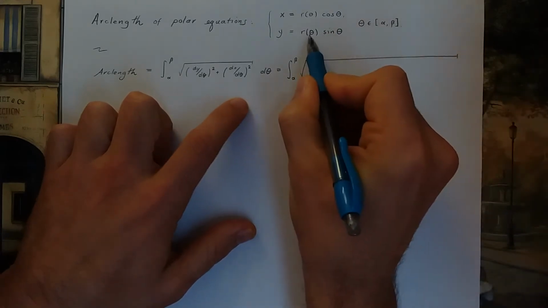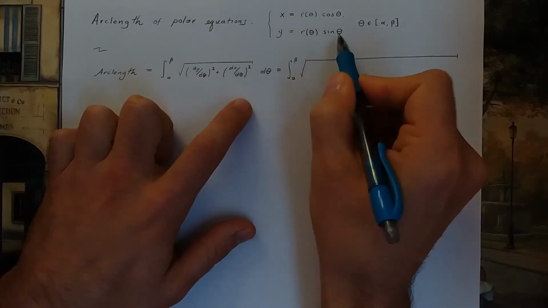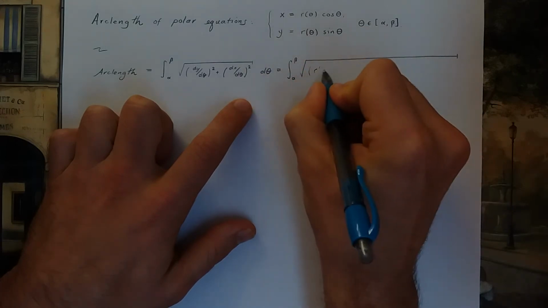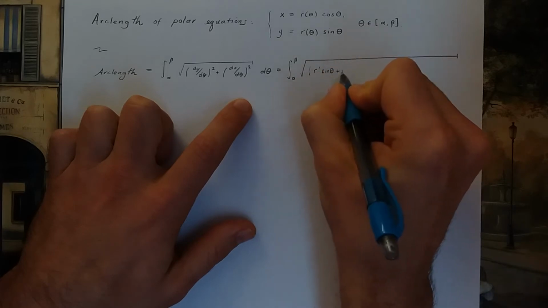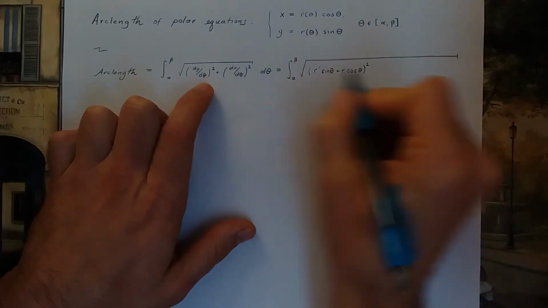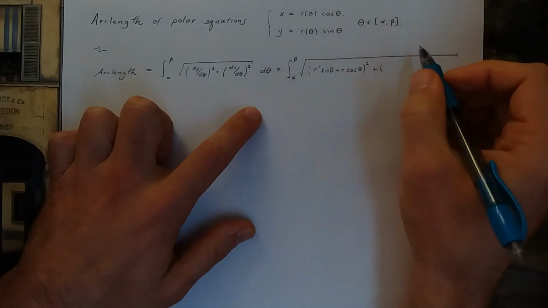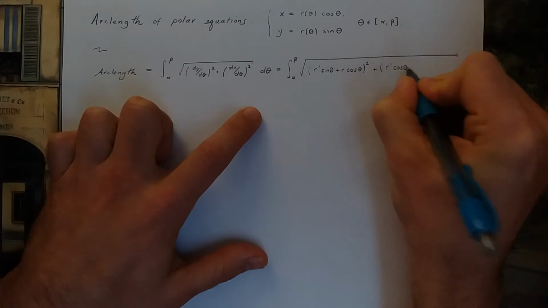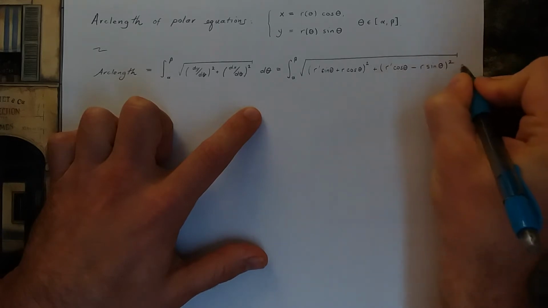Let me write this down. I could take the derivative dy d theta using the product rule. So using the product rule, the derivative would be r prime times sine theta plus r cosine theta. So that's squared. That's the derivative dy d theta. Dx d theta, again using the product rule, would be r prime cosine theta minus r sine theta. So that's squared.